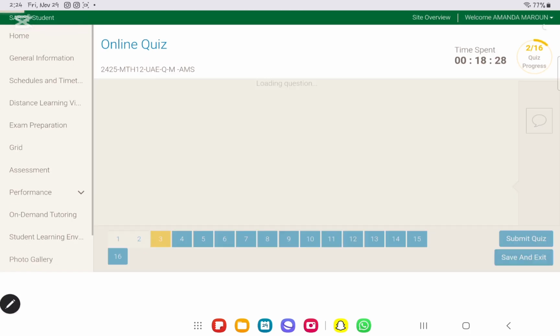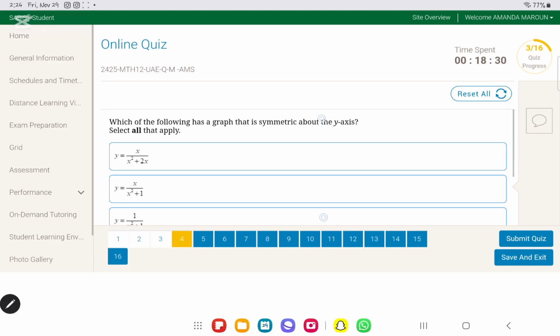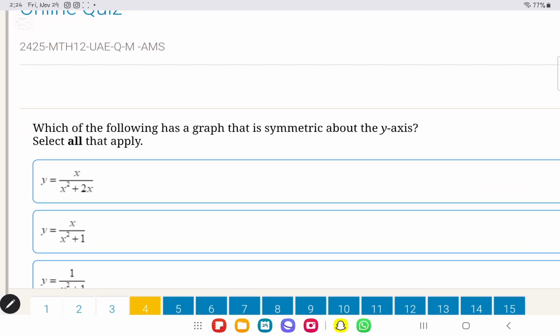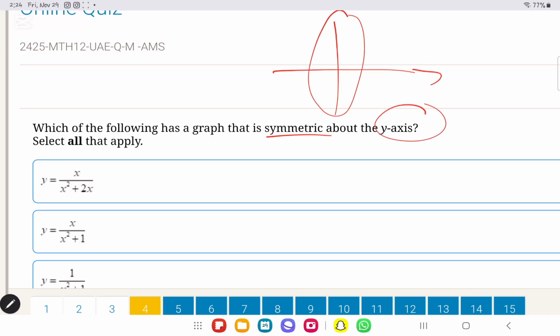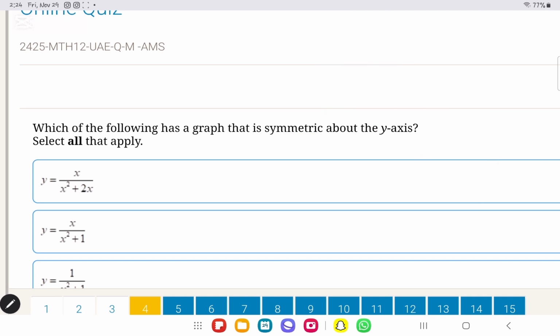Now we're gonna move on to the next question, question number 4. Now this is nice. Which of the following has a graph that is symmetric about the y-axis? Look, this is the y-axis over here. So if it's symmetric, let's take a parabolic function, for example. Symmetric about the y-axis, that means it is even. So this is what an even function would look like, whereas an odd function would look something like this. All right? So now they're telling us, okay, symmetric about the y-axis, this means even.